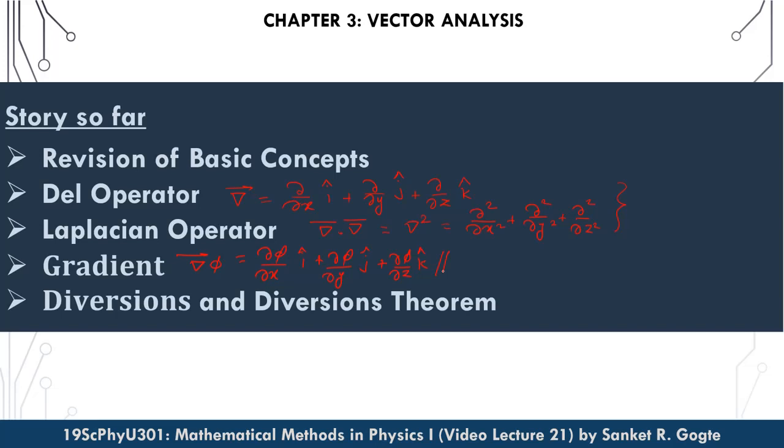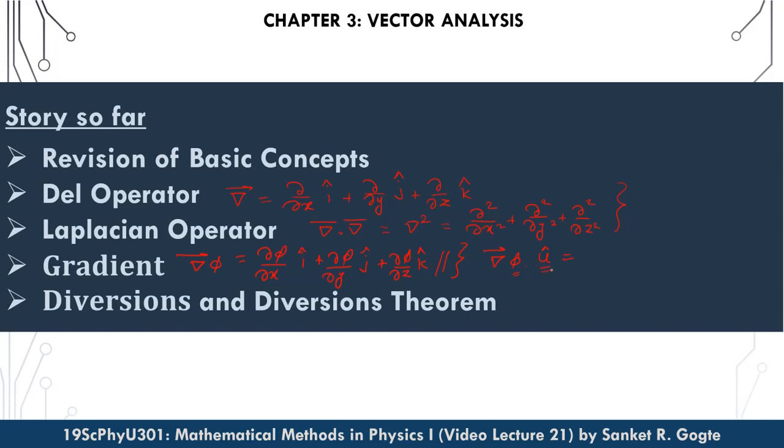The gradient of the scalar field gives us a vector which has magnitude and direction equal to the maximum rate of change of the scalar quantity per unit length. When we take the dot product of the gradient of the scalar field with a unit vector, this quantity is called the directional derivative, and that gives us the rate of change of the scalar field phi per unit length in that particular direction, which is pointed by the unit vector u.